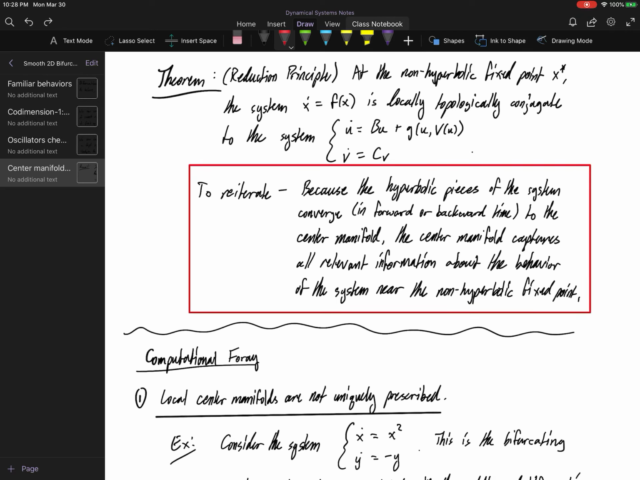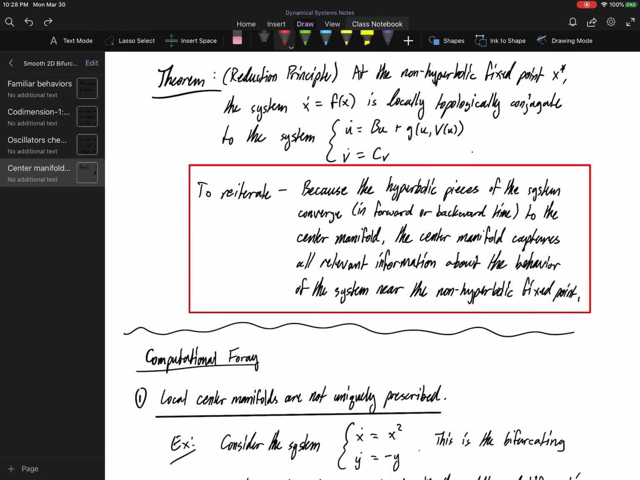So we care about these center manifolds because they encode all relevant, all long-term information about the behavior of this nonlinear system, because all the nonlinear effects, all the stable and unstable pieces either contract toward or move away from the center manifold. So the center manifold does capture what sorts of long-term behavior we'd like to study. So, in theory, that's what this is supposed to do.